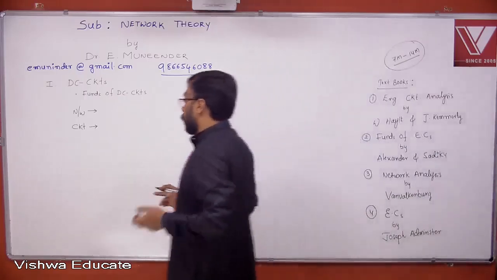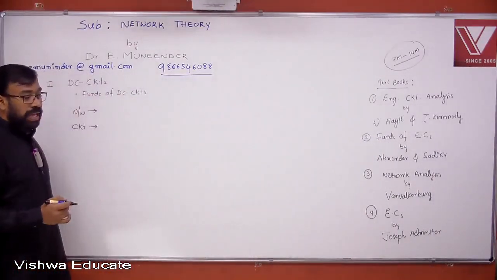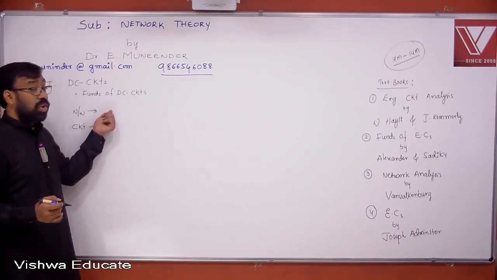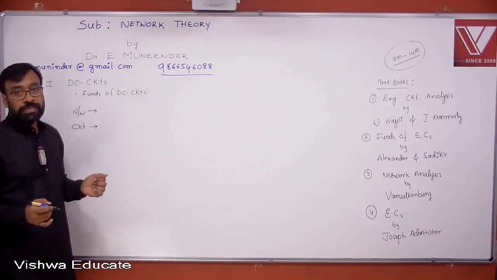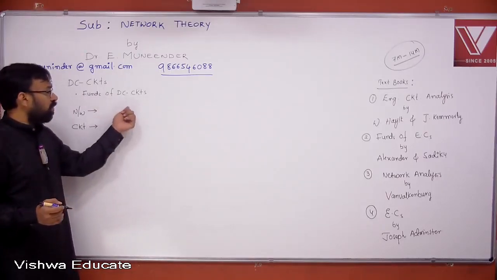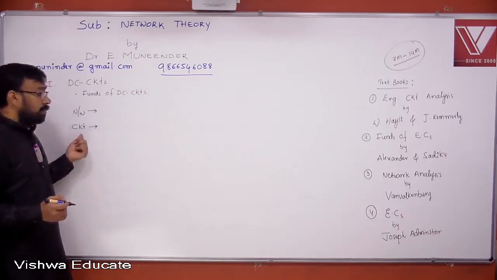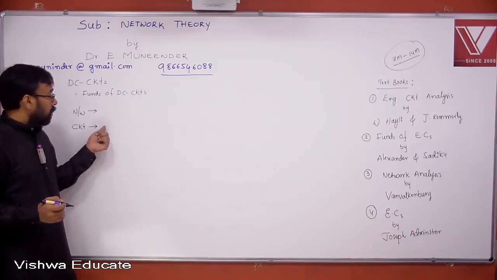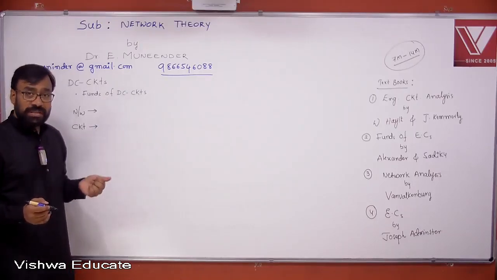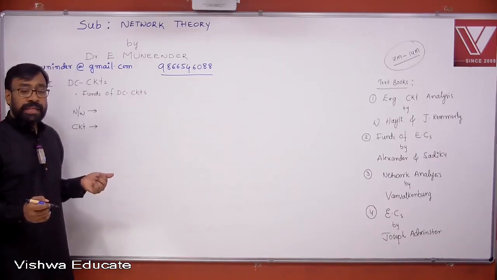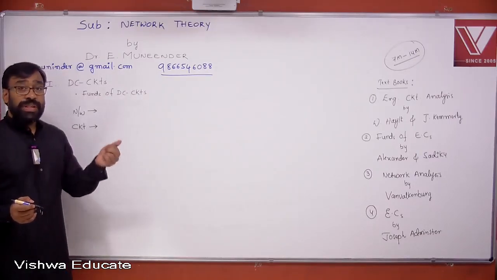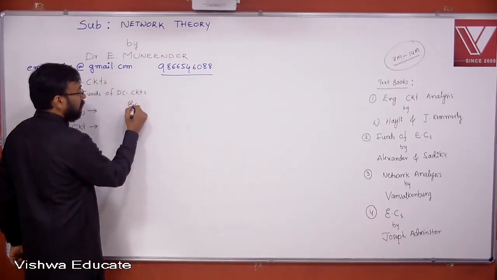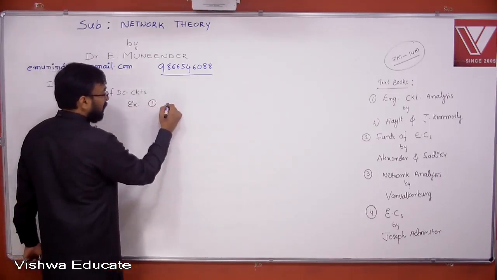So take down, what is the network? A network is a combination of various electrical elements. Circuit. It is a combination of various electrical elements with at least one closed path. Some examples, let us see now.